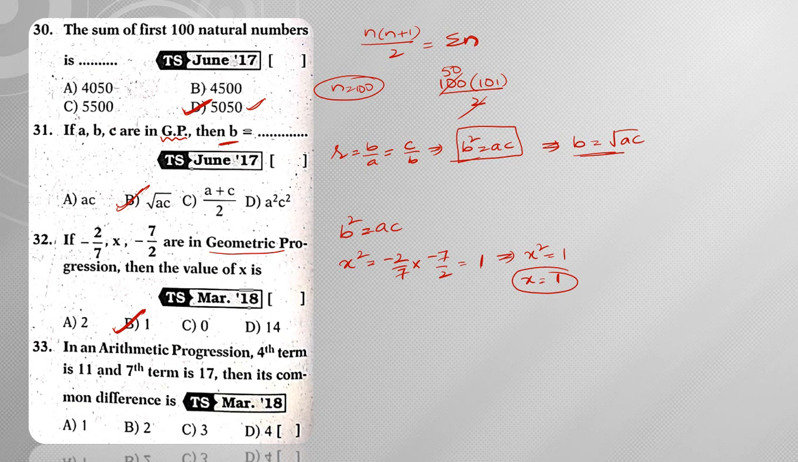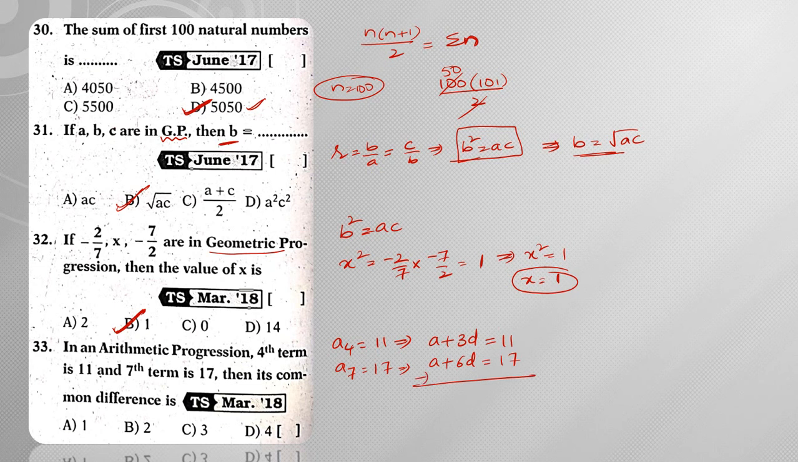Next, 33rd question. In an arithmetic progression, the fourth term is 11. The fourth term means a4, so a4 is equal to 11. How can we write the fourth term? It can be written as a plus 3d is equal to 11. Next, what has he given? The seventh term, a7, is equal to 17. Then a7 can be written as a plus 6d is equal to 17.